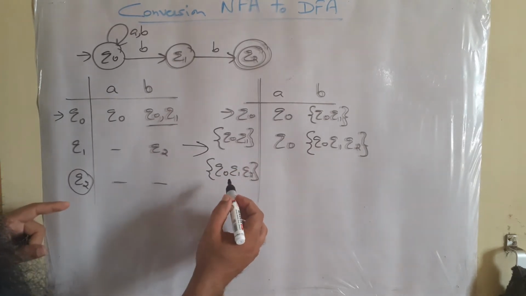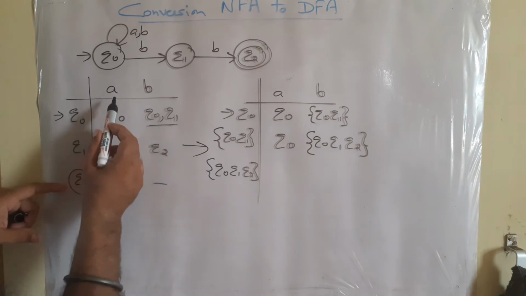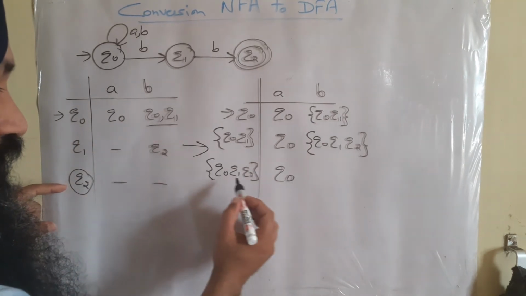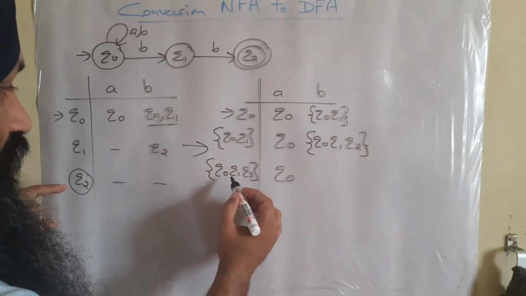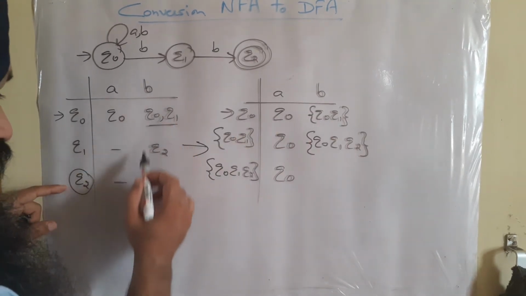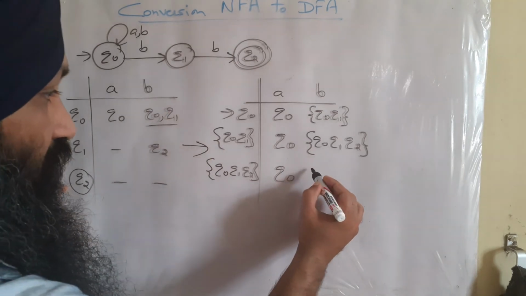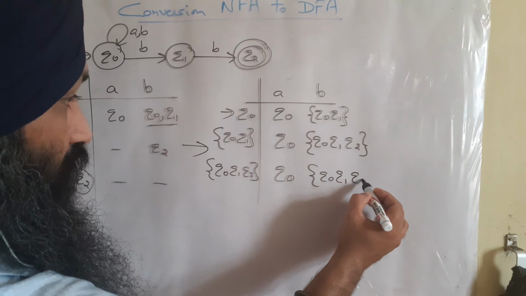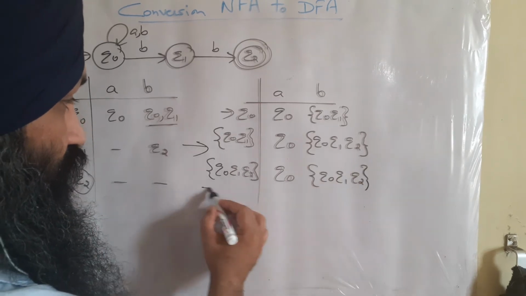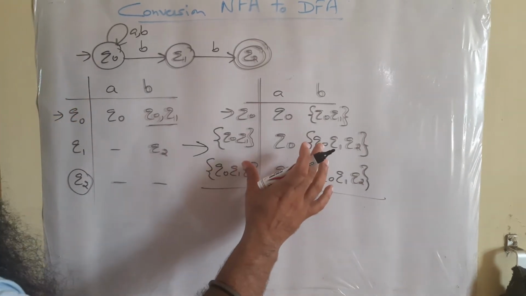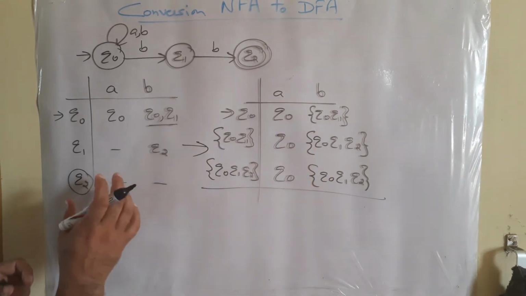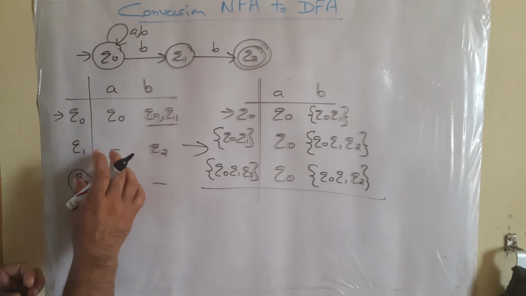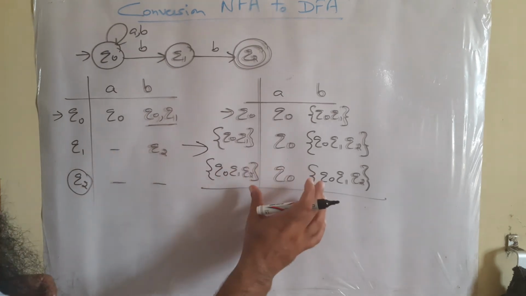Now you can record that with respect to A we get Q0, and with respect to B we get Q0, Q1 and Q2, the union of this combination. So this is the transition table for DFA, which we have created from the transition table of NFA. This is the second step.